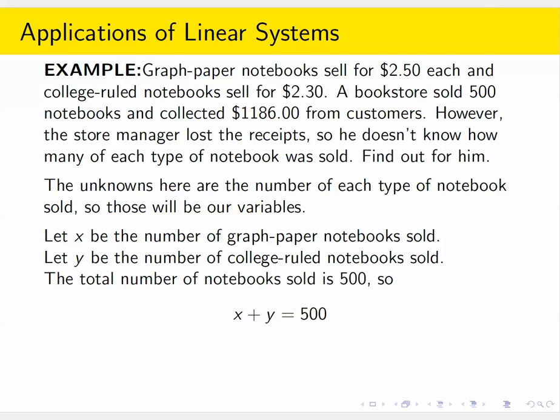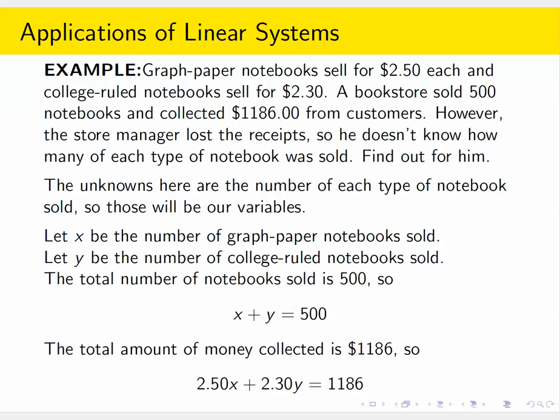Now the total number of notebooks sold we know is 500, so if I add x and y together I should get 500. And the total money that was collected from customers is $1,186. So if I take the number of graph paper notebooks sold, that's x, multiply it by the price, $2.50, that's how much money we collected for graph paper notebooks. Similarly, since y is the number of college ruled notebooks we sold, y times $2.30 will be the total amount of money we collected for selling college ruled notebooks. And if I add those together, I should get the total amount of money we collected for all notebooks, which we know to be $1,186.